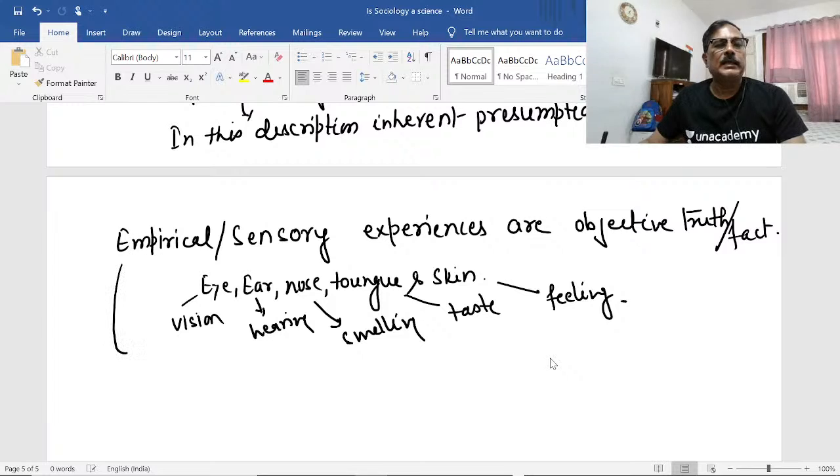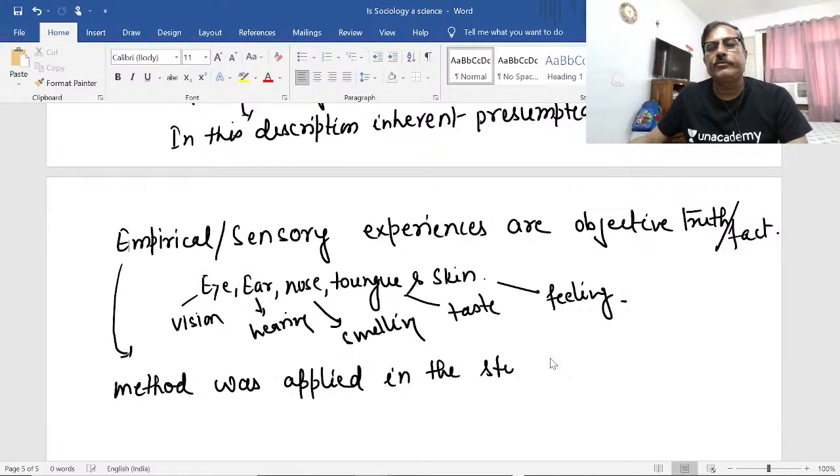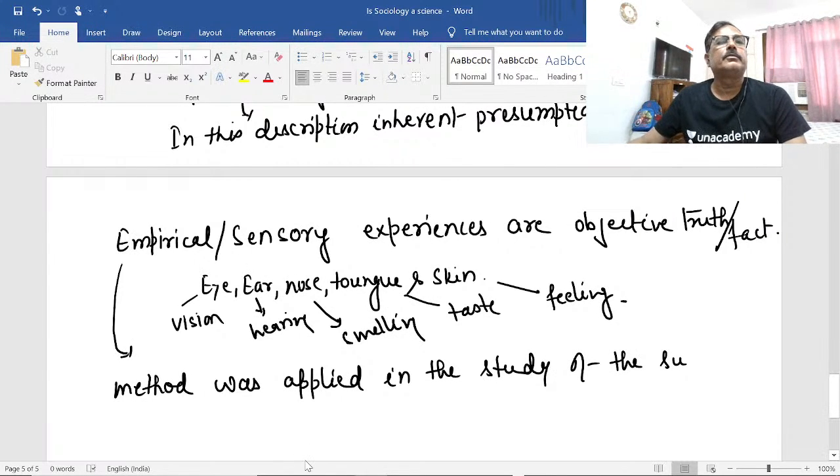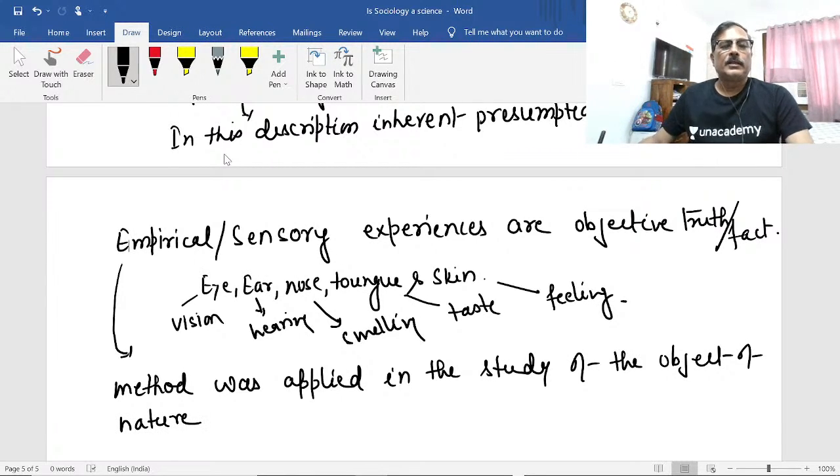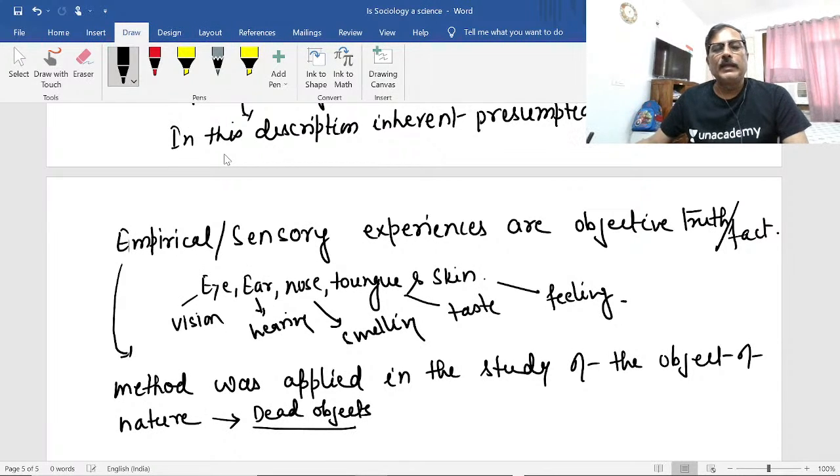Initially this method was applied in the study of the objects of nature. The first were dead objects, and mainly we utilized this in the disciplines of astronomy and physics.